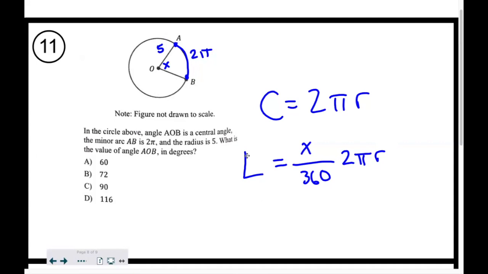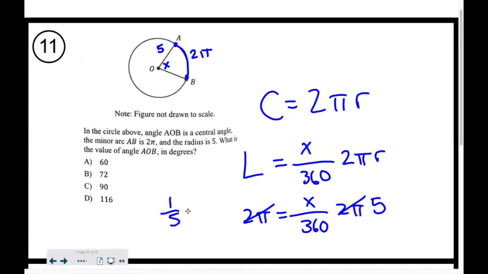So then I just substitute in. L is 2 pi, x is what I'm looking for, and r is 5. Well, 2 pi cancels with 2 pi, and I could divide by 5. So there's like a 1 here, so I get 1/5 equals x over 360. You could cross multiply. 360 equals 5x, and divide by 5, and you get x is 72.